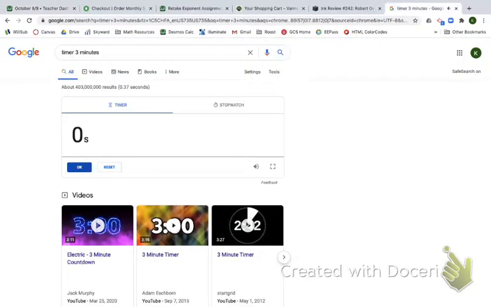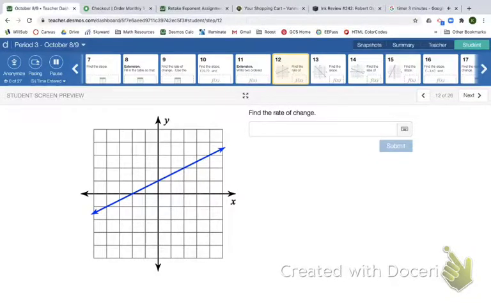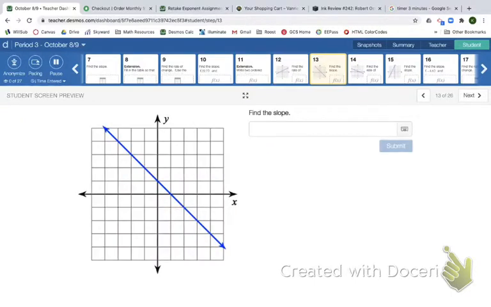Okay, so let's go over the questions. Question 12, our rate of change is 1 over 2. If you pick any 2 points, it's going to be a rise of 1 over a run of 2. For question 13, it's a negative, and again, negative 1.